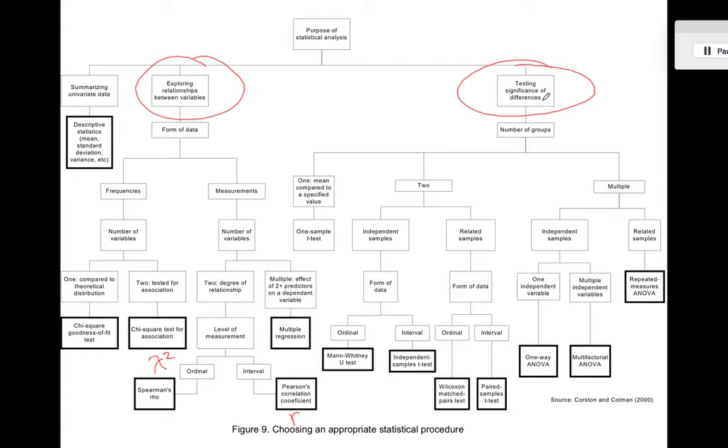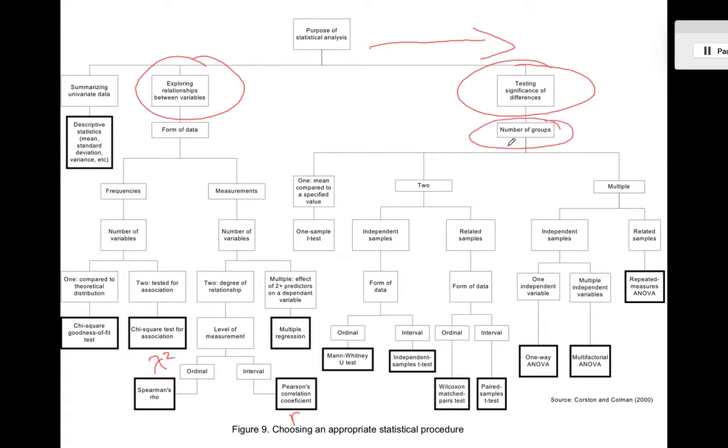So in other words, we're looking to see if groups significantly differ. Those groups being related to each other or not being related to each other, it doesn't really matter, but we're going to go down this branch because that's what we're really examining at this point. We're looking at group differences. So now you'll notice here that we have, under the testing of significant differences, the number of groups.